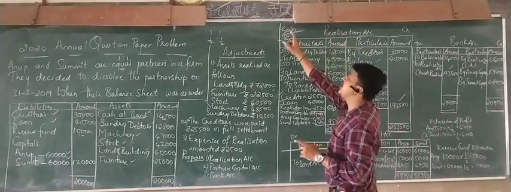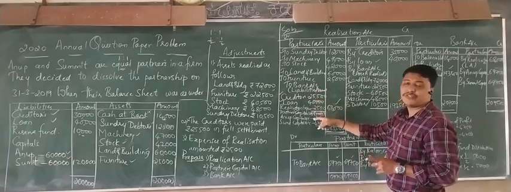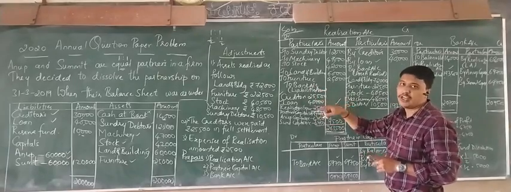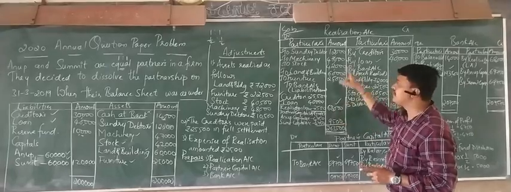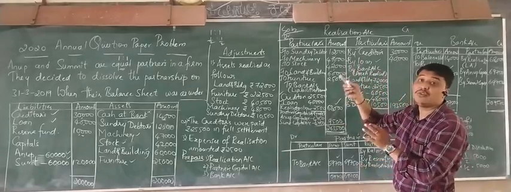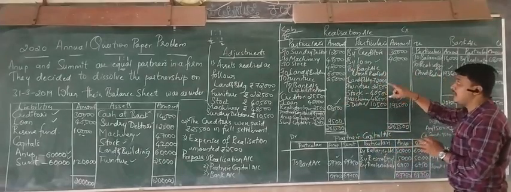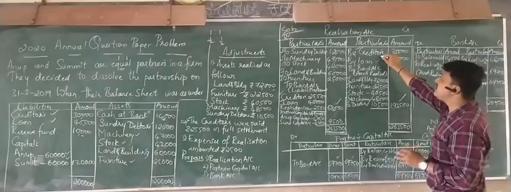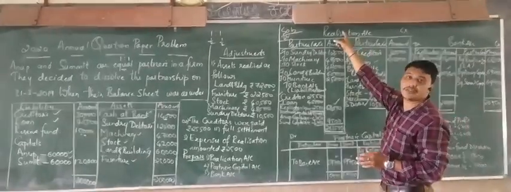realization account debited to bank account. To bank account you can write any of these amounts if they have asked for a particular aspect, or else you can take a total of this. That is how you can form the journal entries. In a similar manner, here in this aspect, creditors and loan account are debited to realization account.